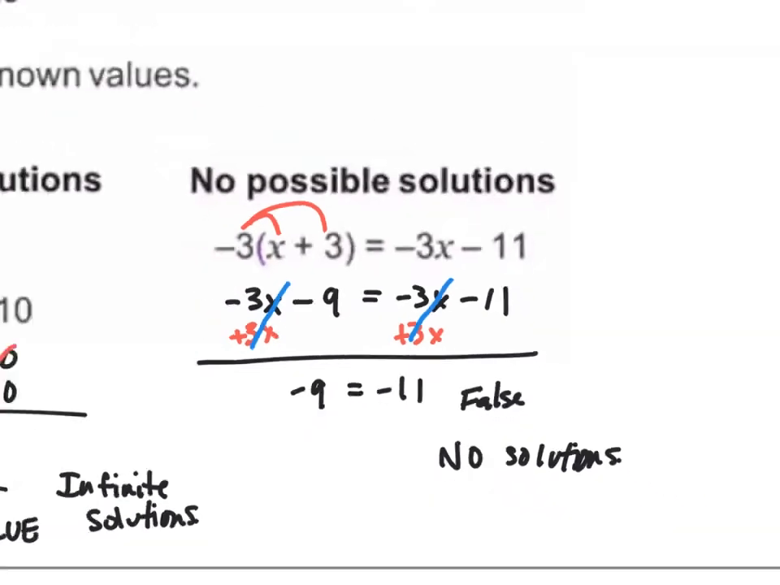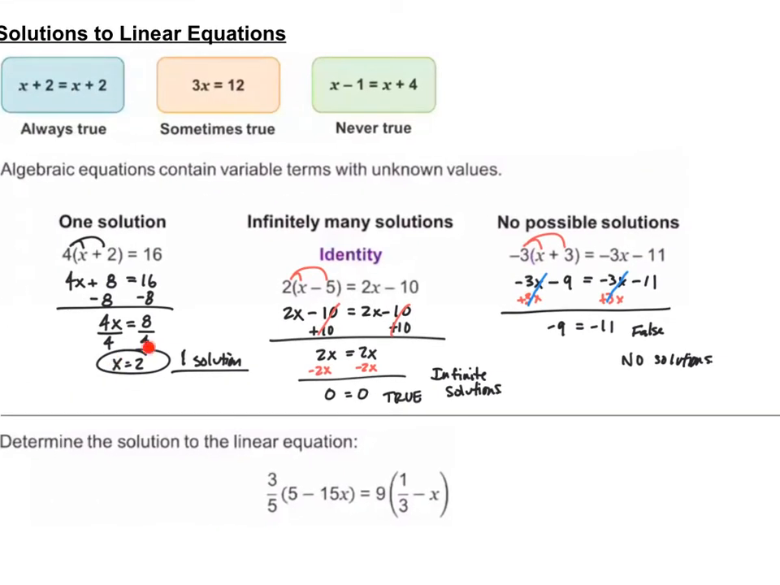So that's what we're doing. If you get x equals a number, you have one solution. If you solve an equation and you get a true statement, you have infinite solutions. But if you solve and you get a false statement, then you get no solutions. And that's it.